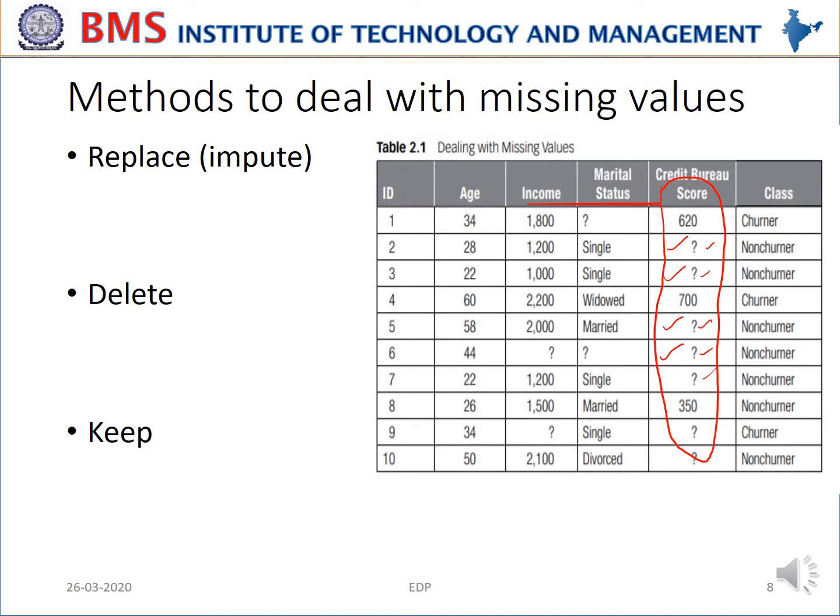Also, if we take marital status in this case, how to replace this missing value? In this case, we can consider the mode. Mode is the frequently occurring value. In this case, we have single 4, widowed 1, married 2, and divorced 1. So the frequently occurring value is single. So we can replace the missing values under this marital status by using this single status.